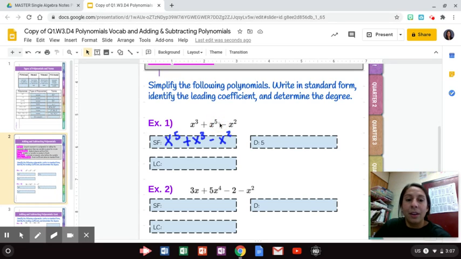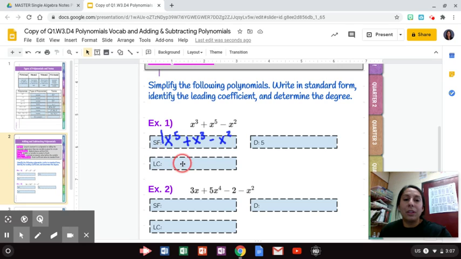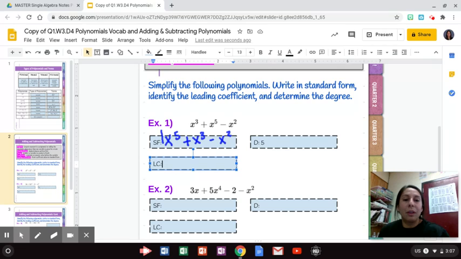Okay, leading coefficient. Leading coefficient is the number in front of the very first degree. So x to the 5th. There's an imaginary 1 there. So the leading coefficient would just be 1 for this problem. For example 1, the leading coefficient, the front number, is a 1.